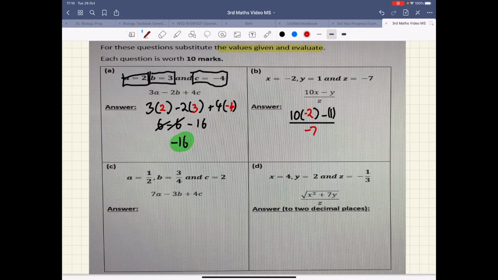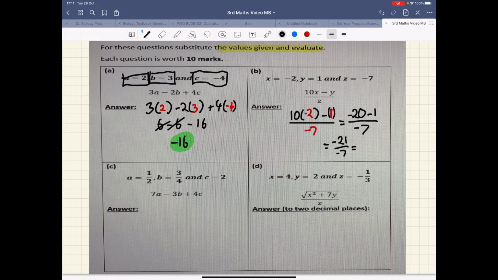Okay, actually meant to make that one red. So let's expand out this one. 10 times -2 is equal to -20, minus 1, all over -7, which is equal to -21 divided by -7. Now, some of us made a couple of errors with our sign here.